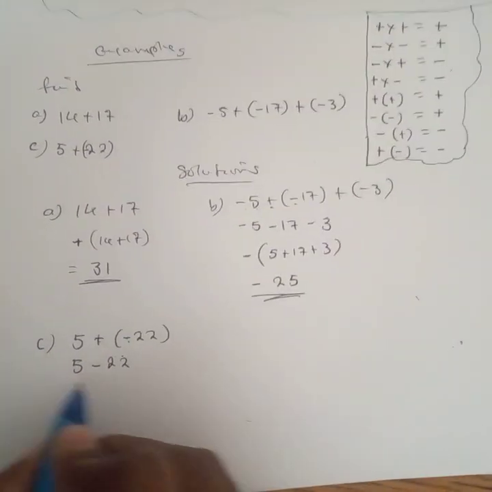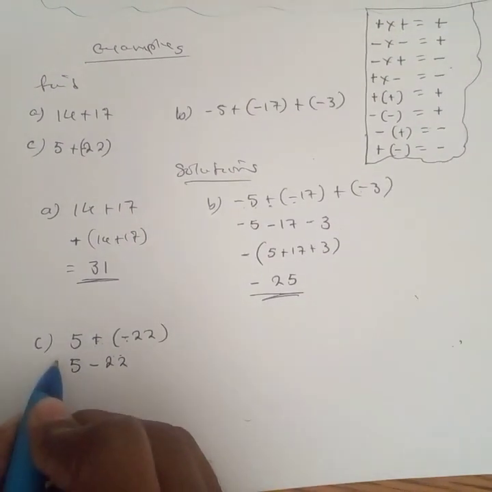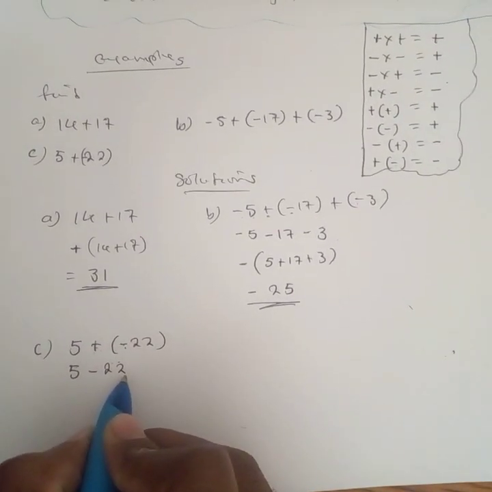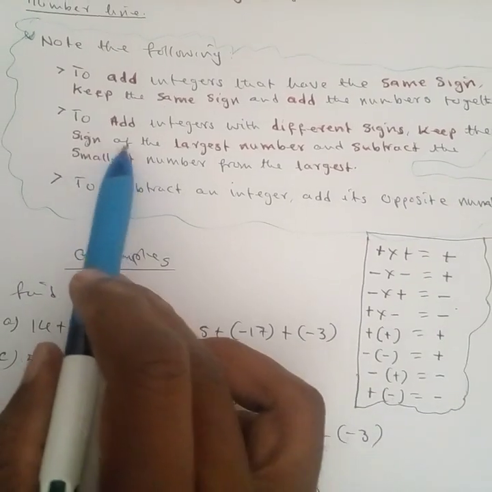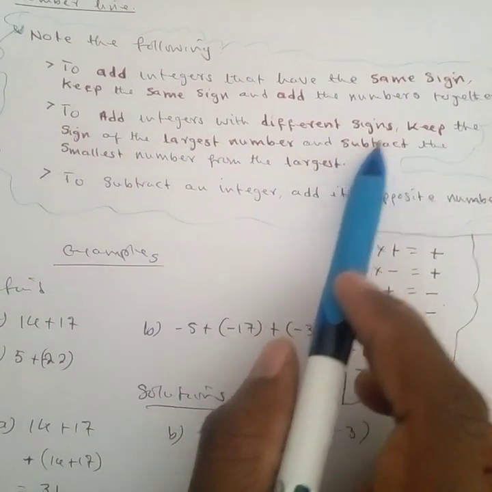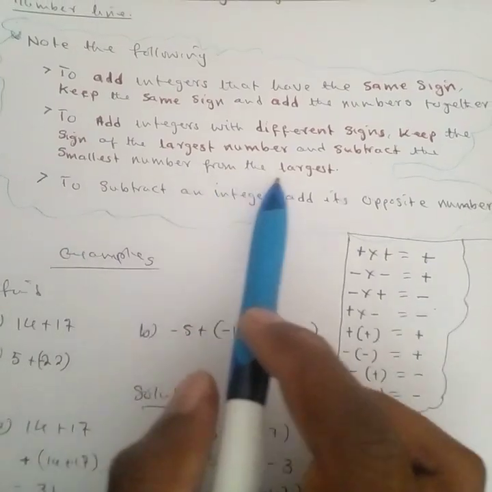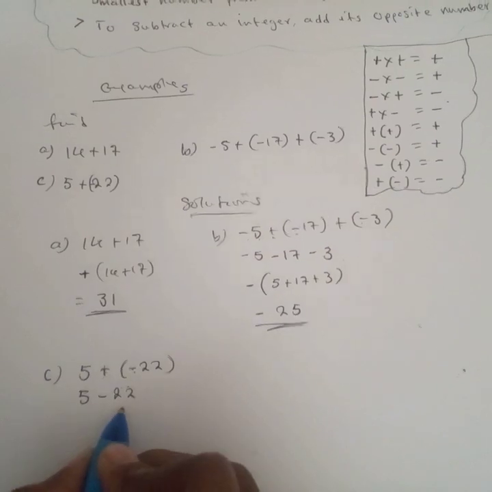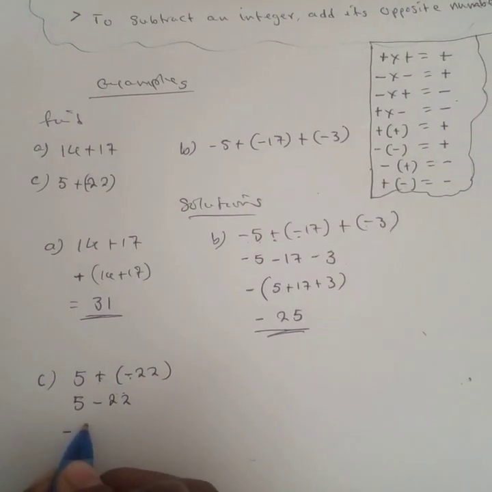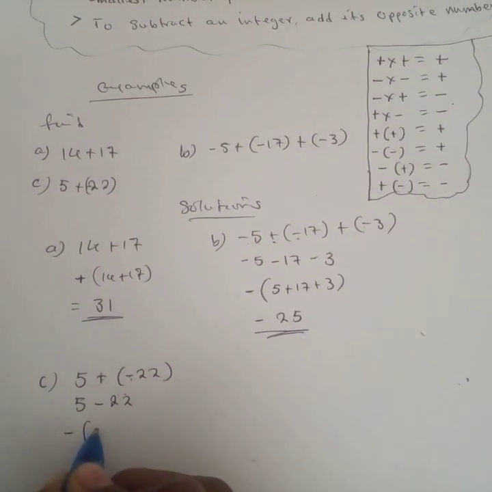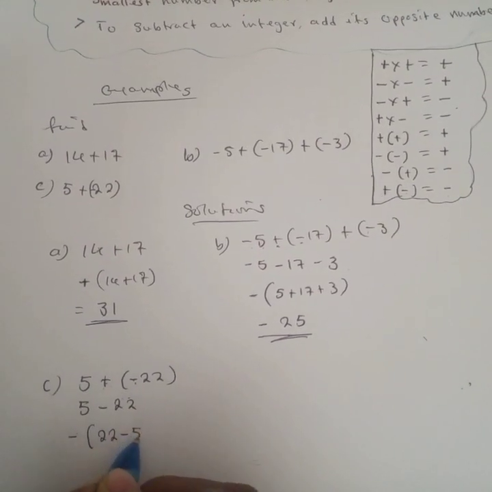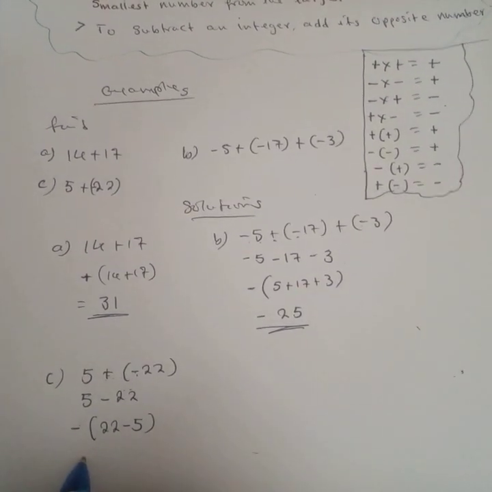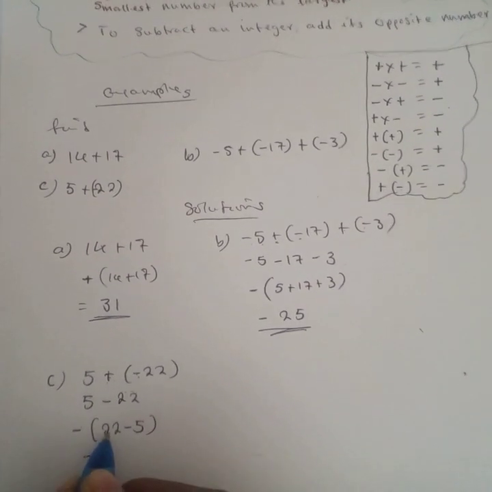Now, in this question, the signs are different. You can see there's a +5. If they don't show any sign, just know it's a positive. So there's a +5 and there's a -22. So what do you do? You go back to the second statement. To add integers with different signs, keep the sign of the largest number and subtract the smallest number from the largest. So we are going to keep the sign of the largest number, which is negative. Then we are going to subtract them. We say 22 minus 5. We are simply subtracting the smallest number from the largest.